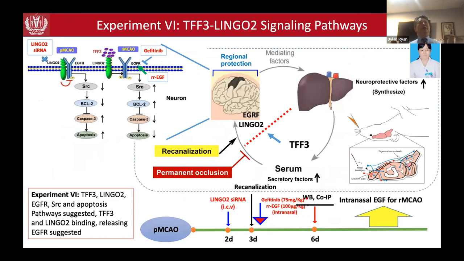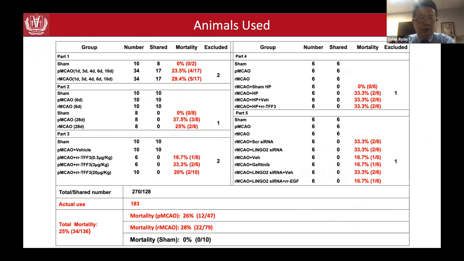TFF3 from the liver increases after stroke and is released to the serum. If we don't reopen the vessel, it's wasted. If we reopen the vessel, it goes to the brain and then makes a huge difference. So again, we used a total of 270 rats for this one study. You see the mortality is 26-28%, similar to patients with this gigantic infarction.